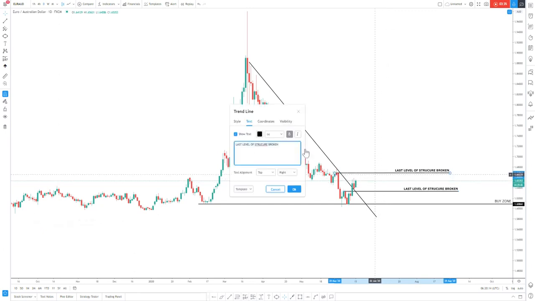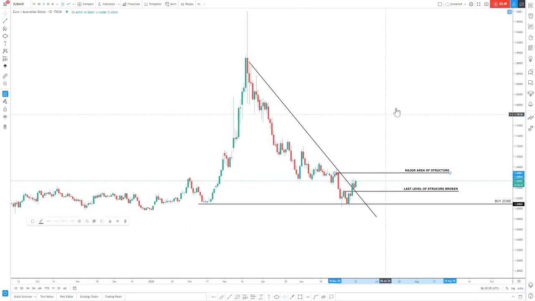I just tag it as major area of structure. Now, knowing that this is a major area of structure and this was the last level of structure broken, there is a tendency that price might plunge into this area, and we have some sort of reaction that pushes price to the downside back to this level for a proper retest before price projects to the upside.